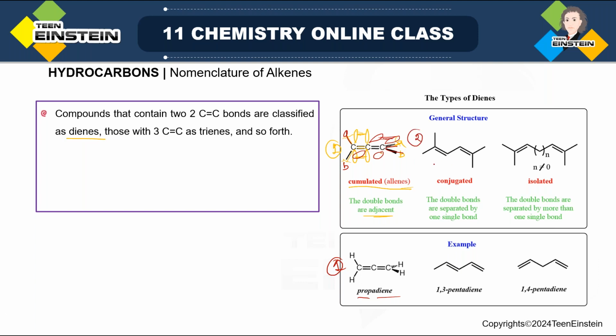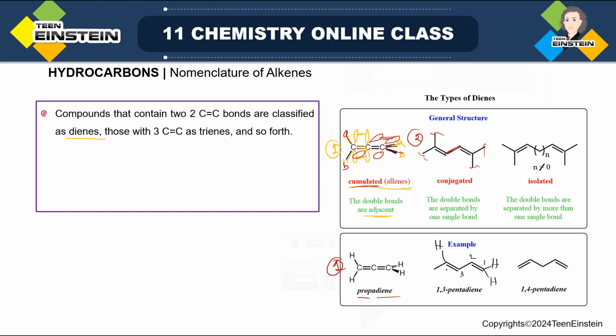Now try to understand the difference with the previous one. What is the difference between cumulated and conjugated? In conjugated, between two double bonds, now you have one single bond. And this is the general way to represent it. There may be any substituents, but if you consider substituents like this, where you have one hydrogen here, hydrogen. So now we are calling it 1,3-pentadiene, because the longest chain has a total of 5 carbons, and numbering will start from here.